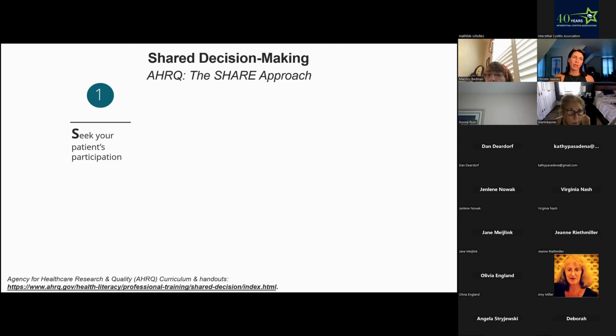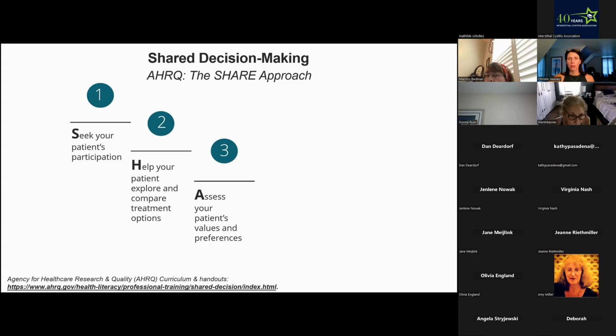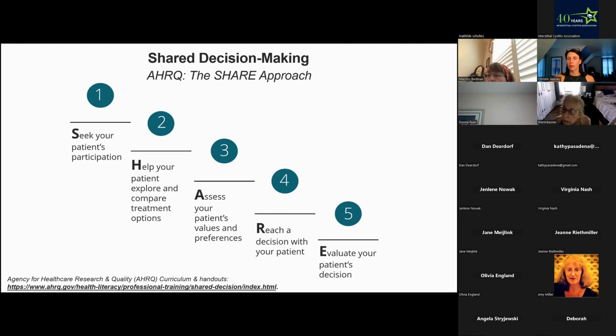So the first thing that clinicians are advised is to seek the patient's participation in discussing and making decisions about treatment choices and healthcare plan. Secondly, to help the patient explore and compare different treatment options together. Third, to assess a patient's values and preferences, which we've talked about already. Fourthly, reach a joint decision with the patient about what treatments or treatment approaches they would like to try. And then fifth, to evaluate the patient's decision together. So again, this is just one shared decision-making model, but it is an important component of patient-centered care and one that we should all have access to, although many of us do not.